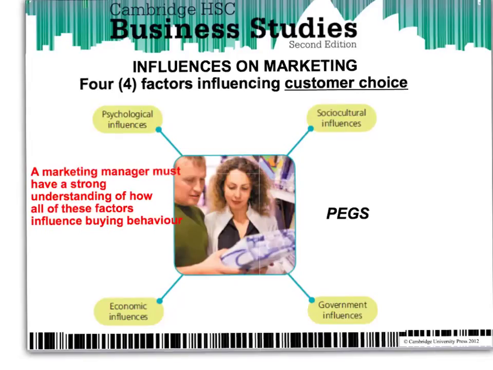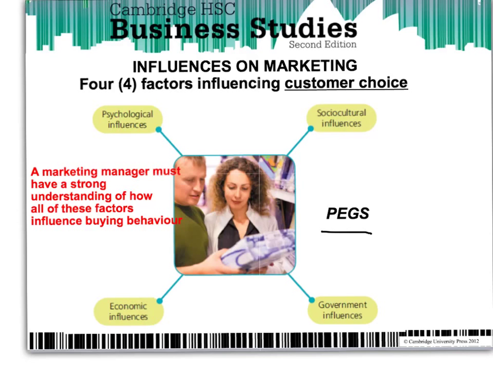Influences on marketing. What we'll be looking at in this presentation is 4 factors influencing consumer choice or customer choice. So we've got psychological influences, sociocultural influences, economic influences, and government influences. I thought using maybe PEGS might be a way for us to remember it. PEGS, P for psychological, E for economic, G for government, S for sociocultural.